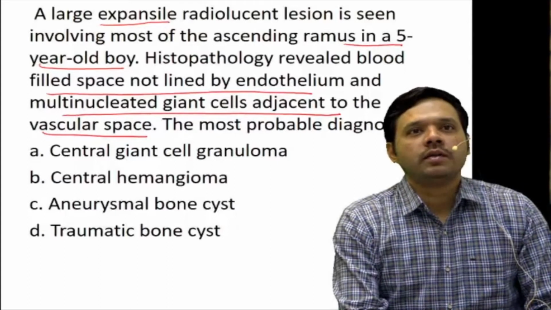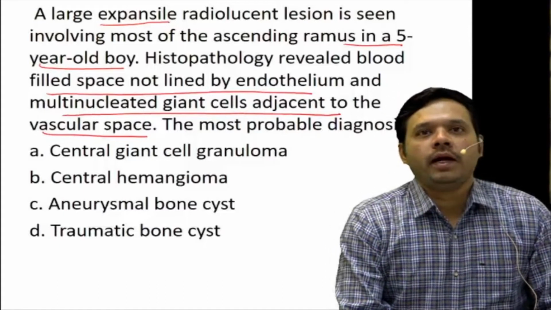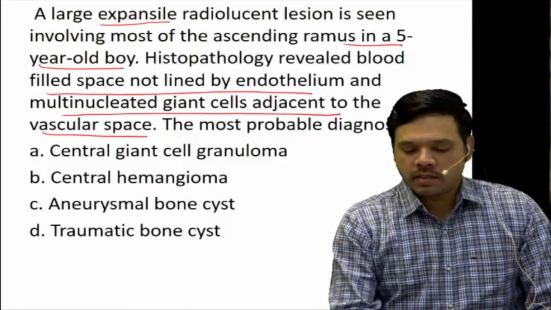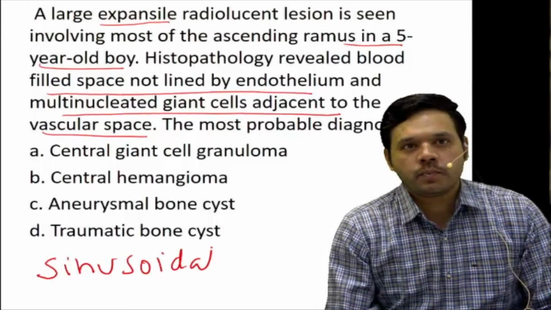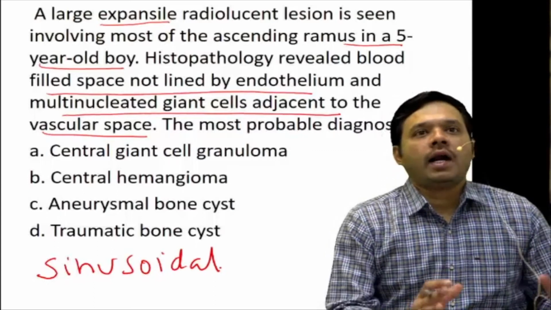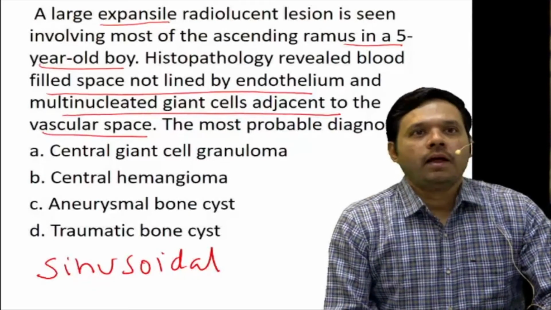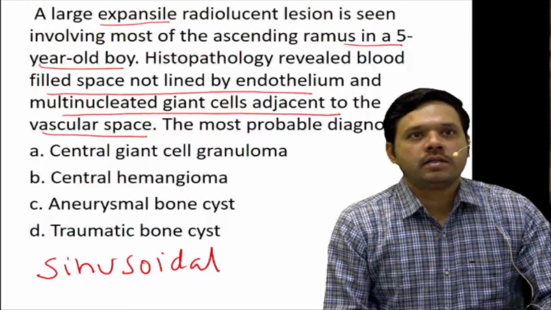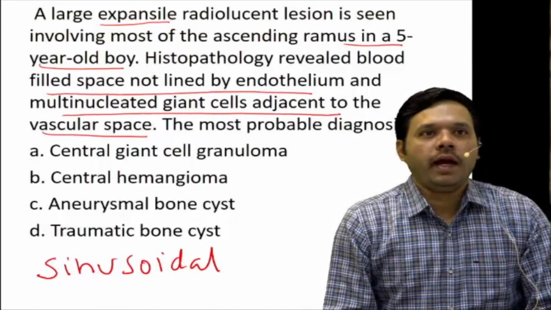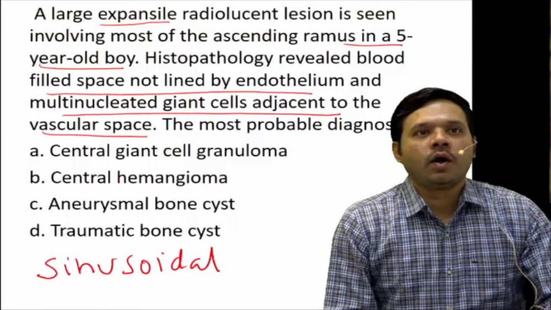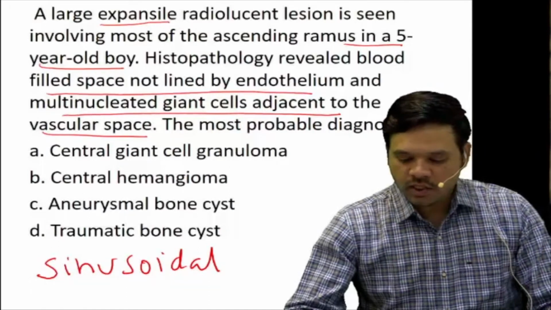To solve this question, first we should know what we mean by these blood-filled spaces which are not lined by endothelium. These spaces are called sinusoidal spaces. What are sinusoidal spaces? These are the spaces which are not lined by endothelium, but they are engorged with RBCs, that is blood. And you are able to see multinucleated giant cells. See, multinucleated giant cells can be seen in any of the options A to D, but blood-filled spaces which are not lined by endothelium is characteristic of one particular condition. That is sinusoidal spaces.